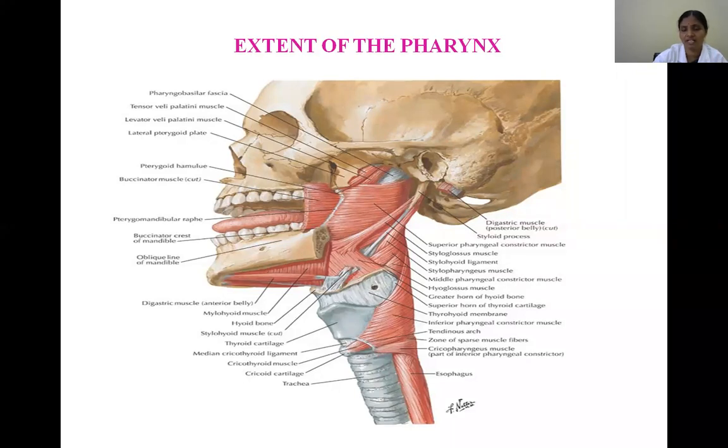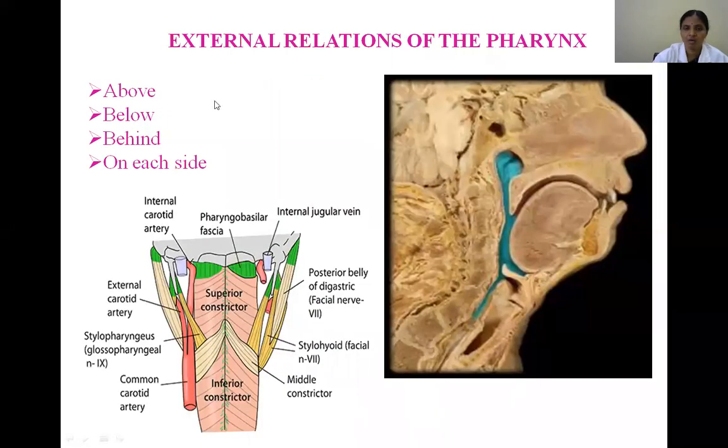So you can define the pharynx as a musculomembranous tube which extends from the base of the skull. Base of the skull means the base of the sphenoid and the base of the occipital bone. This is the upper limit of the pharynx. It extends down to the inferior border of the cricoid cartilage. The cricoid cartilage lies at the level of the 6th cervical vertebra. So what is the extent of the pharynx? From the base of the skull to the 6th cervical vertebra, where this musculomembranous tube continues with the esophagus.